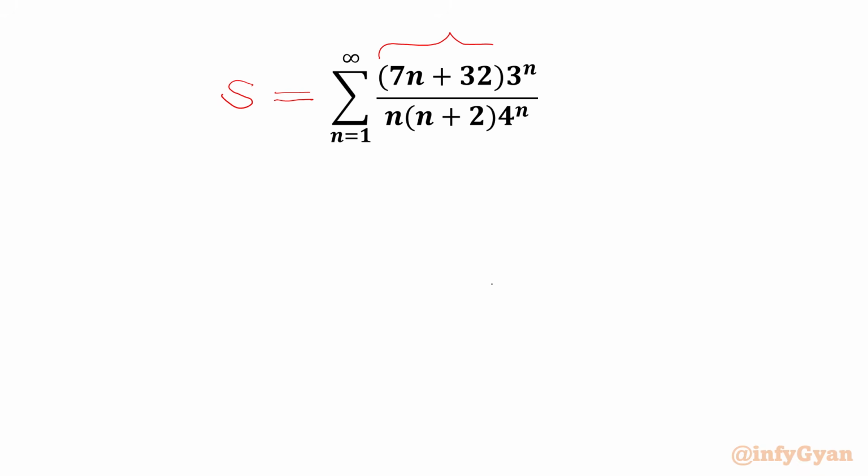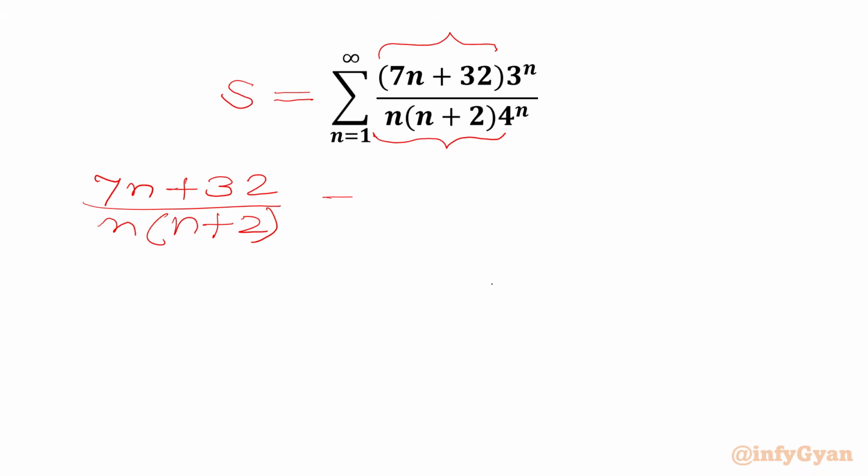Now we will take up (7n + 32) over n times (n + 2). Here, (7n + 32) over n times (n + 2). We can write this expression using partial fractions as a over n plus b over (n + 2).